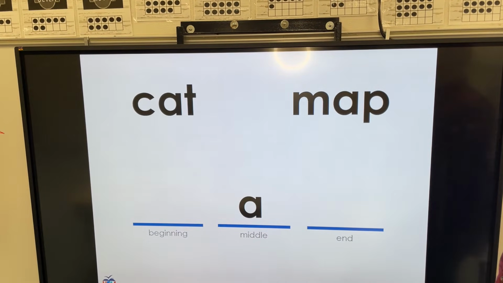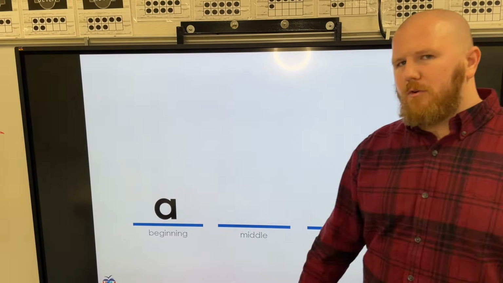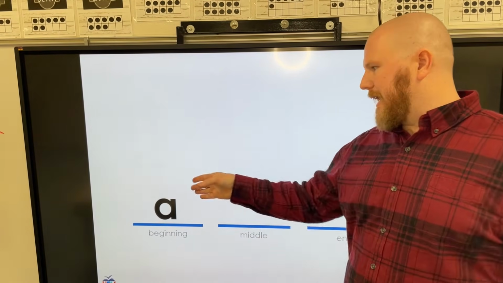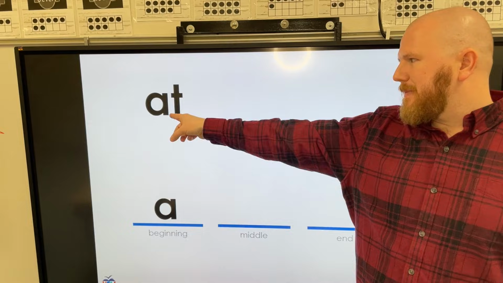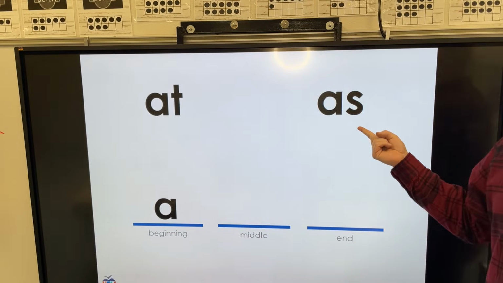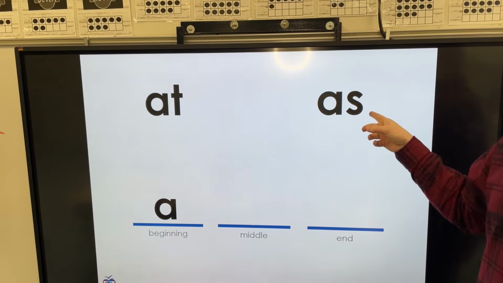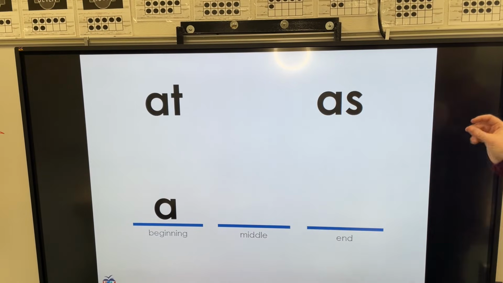But we will also see it at the beginning of a word if there is no consonant at the beginning, in words like at or as. Oh, that sounds like the Z sound, but we're not talking about that right now. All right, let's move on.